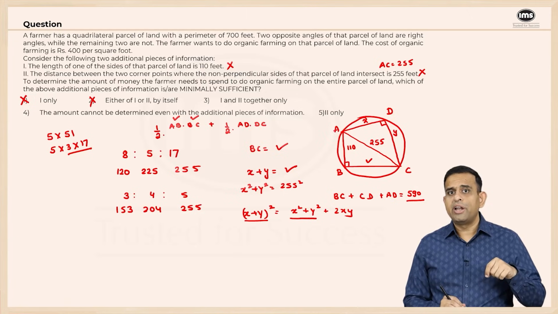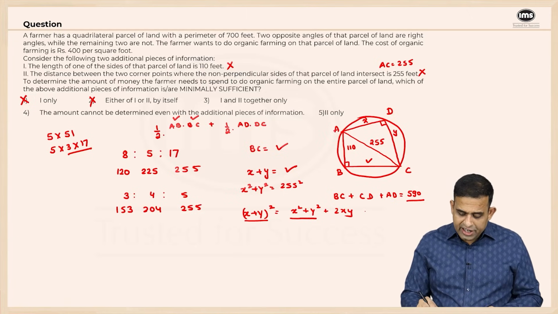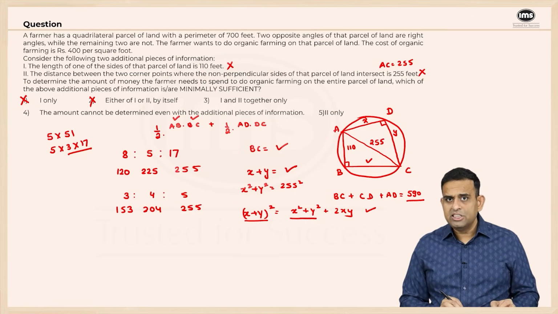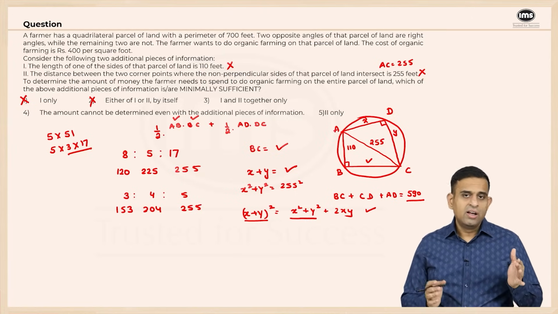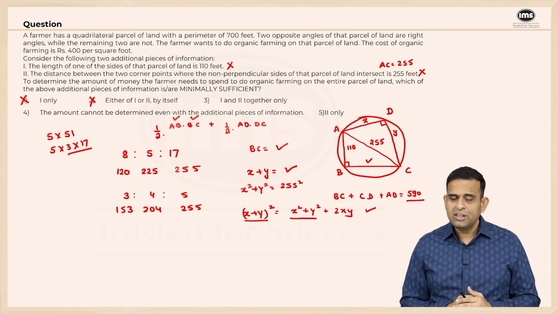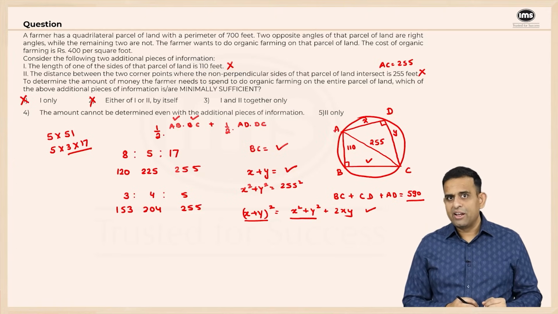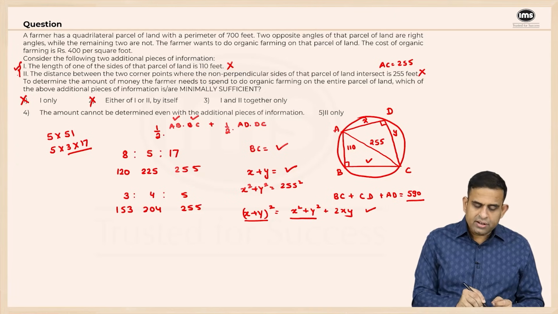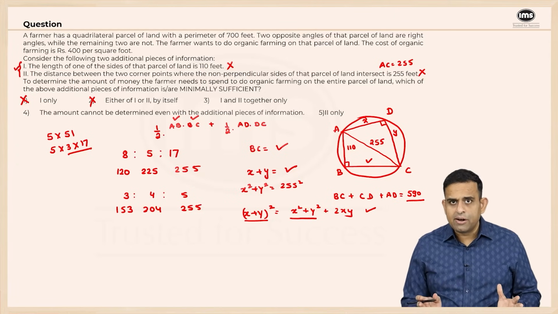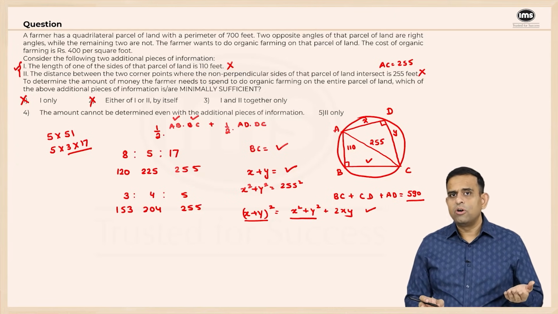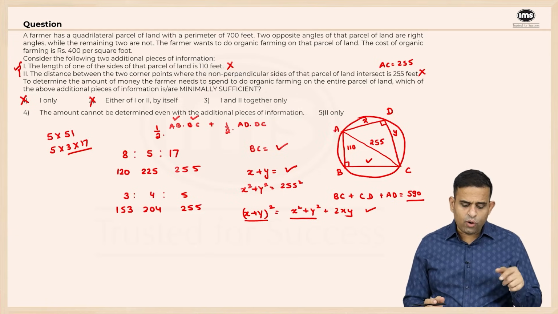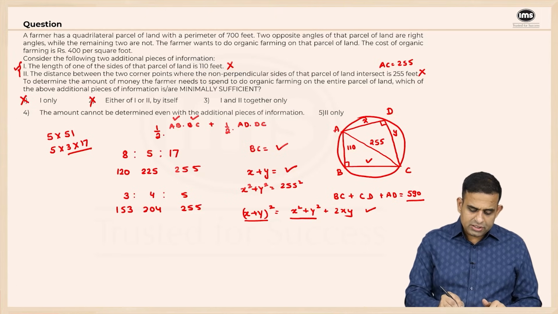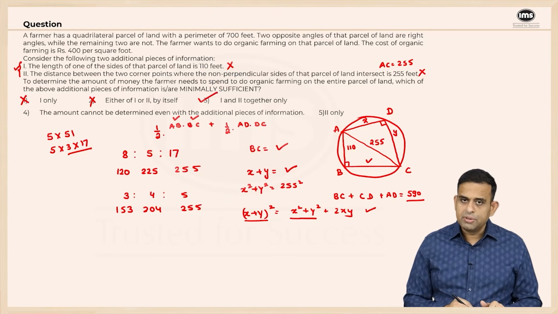But ultimately we wanted the product of X and Y. We can easily find out the product of X and Y. And the area of the triangle ADC is nothing but half of X into Y, so we can find out the area of ADC. We already know the area of the triangle ABC, which means if I combine both statements, we can find out the area of the quadrilateral, and hence the cost associated with doing organic farming at that land parcel. So my required answer for this particular question would be option number 3.